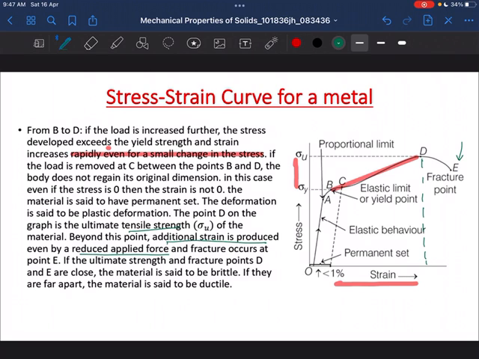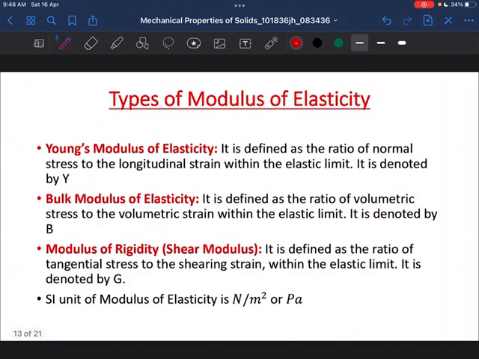If the ultimate strength point D and the fracture point E are close, if D and E are very near, the fracture point is very near, then the material is said to be brittle. That type of material we call brittle. And if they are far apart, then that type of metal is known as ductile, which we will discuss later. So that was the graph of the stress and strain.